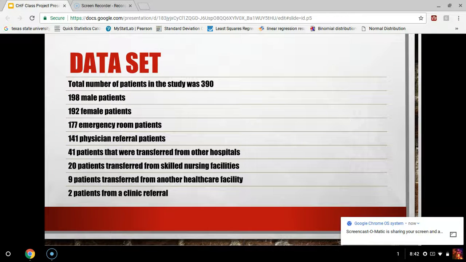For the data set, the total number of patients in the study was 390 patients, 198 male patients and 192 female patients. The source of those admissions were 177 emergency room patients, 141 physician referral patients, 41 patients that were transferred from other hospitals, 20 patients transferred from skilled nursing facilities, 9 patients transferred from another healthcare facility, and 2 patients from a clinic referral. All of those totaled up to the 390 patients in the study.